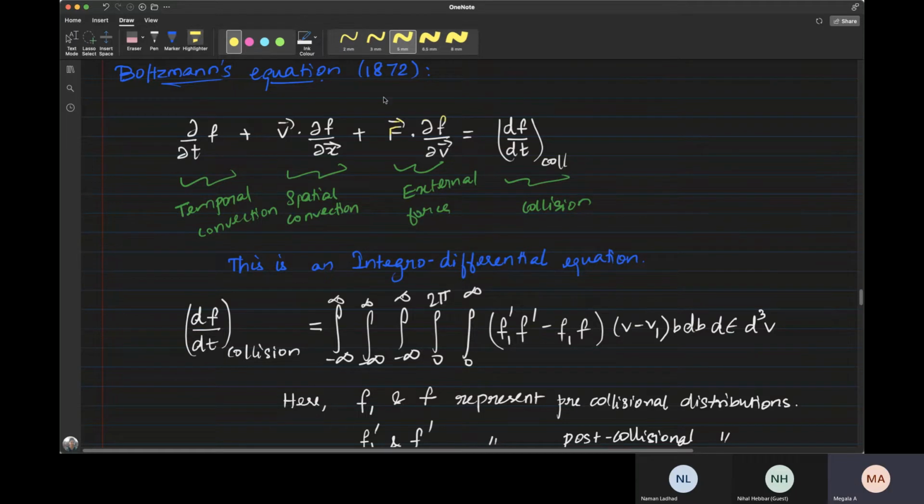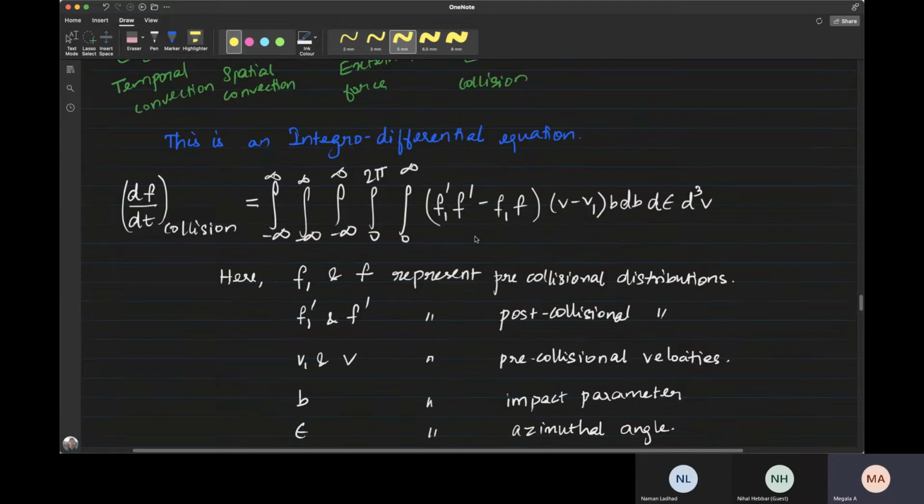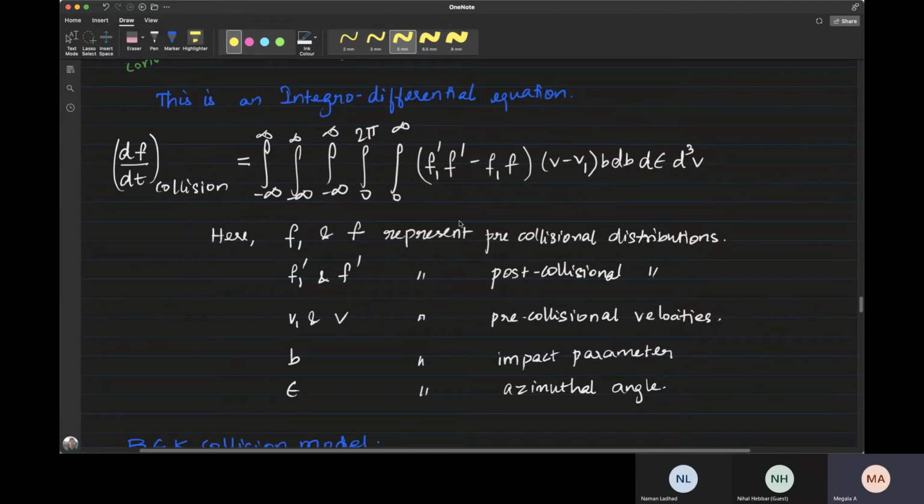So this is basically an integro-differential equation, because all the quantities on the left hand side are differentials, whereas this df by dt of collision is an integral actually. It's a complicated integral. Here the integral is represented between two different molecular distribution functions, F1 and F, before collision. That is, F1 and F represent two different molecular distribution functions before collision.